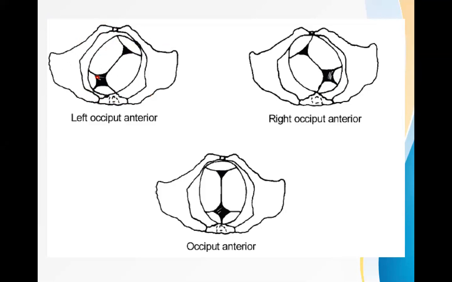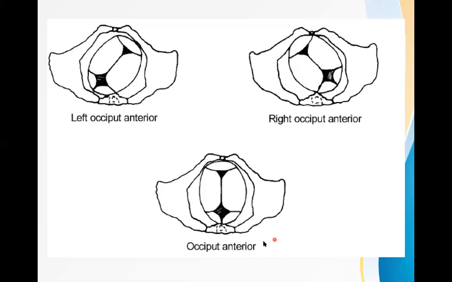Here is the fetal skull. You can clearly see this is the posterior fontanelle. Here is the anterior fontanelle. So here is the occiput. Very clearly, this occiput is facing the anterior side. Okay, and it is on the left. So left occiput anterior. Now see this, right occiput anterior. So this is the anterior side, and here is the right side. This is the right side. Okay, so right occiput anterior.